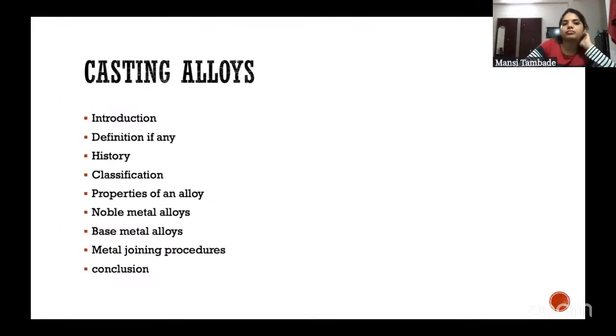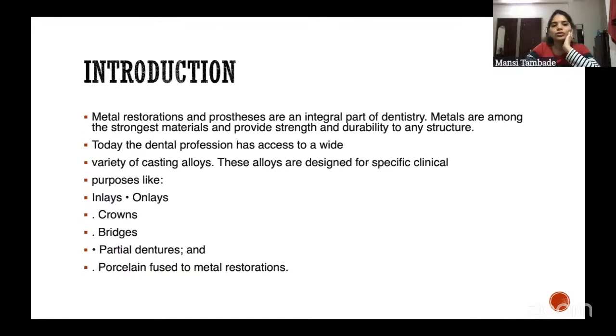Okay. Coming to the contents: introduction, definition if there is any, history of the casting alloys, then classification, properties of alloy, noble metal alloys, base metal alloys, and metal joining procedures, and conclusion. Introduction. Metal restorations and processes are an integral part of dentistry. Metals are among the strongest materials that provide strength and durability to any structure.